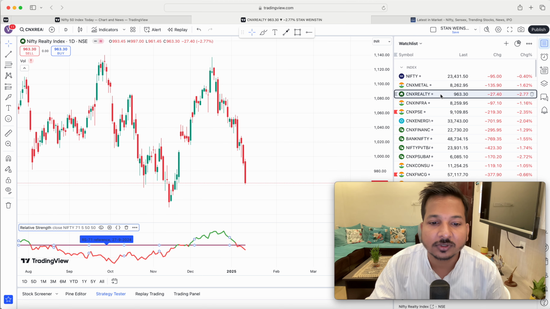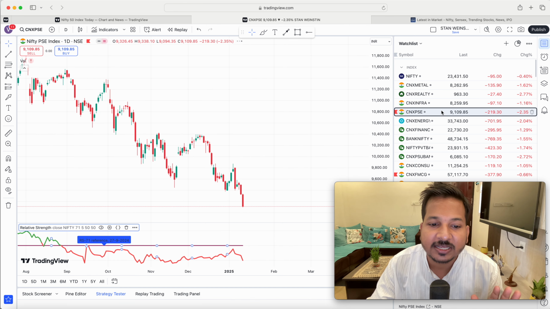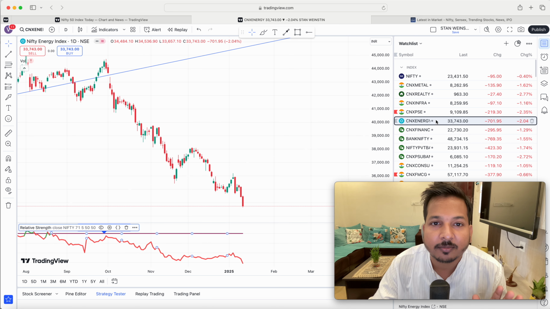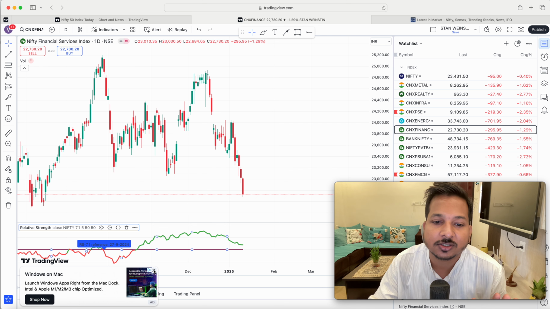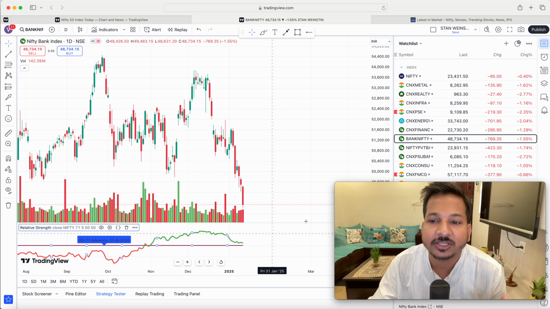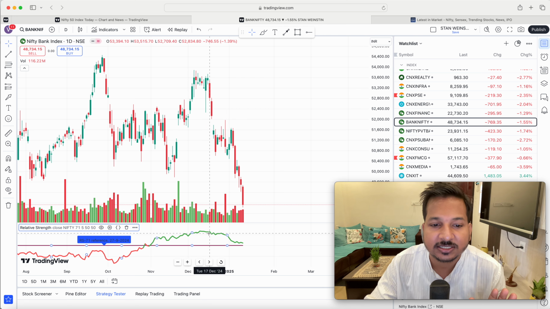Realty sector, if you go, this is also red, meaning it is also weak. Infra is weak. Public sector enterprises have been weak for a long time, so you should not put your money in the public sector. Energy is weak. Finance, you see, is strong. Finance is one option where we can put our money. Bank Nifty is strong. Bank Nifty is above zero, meaning it is strong. But this trend is falling.